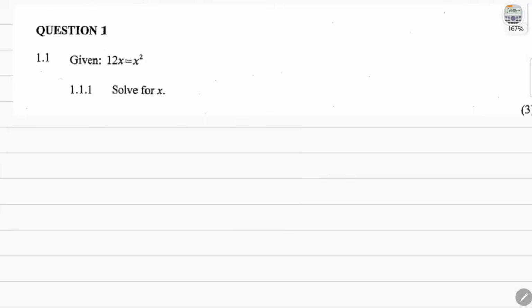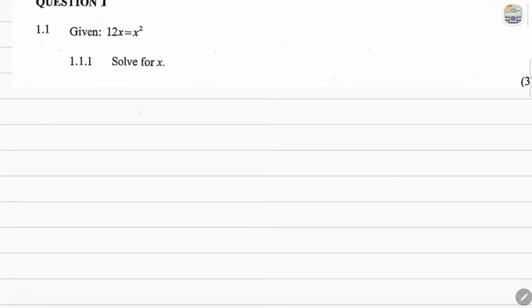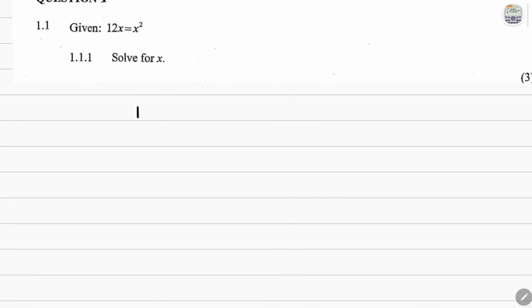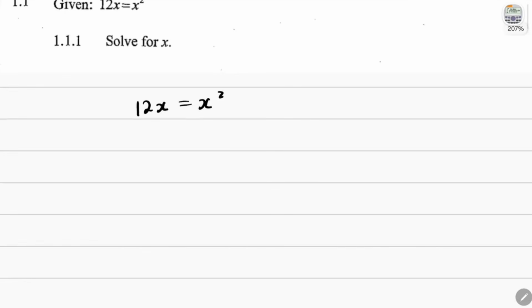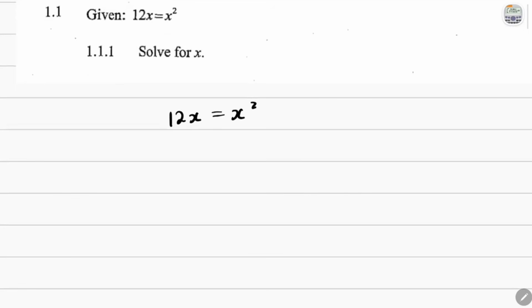Question 1.1 says given 12x is equal to x squared, 1.1.1 wants us to solve for x. Okay, so 12x is equal to x squared. I know that it can be tempting to try to get rid of this x by dividing both hand sides by x, but don't do that. The reason is that you don't know what x is yet. If x is equal to 0 and you divide by 0, then your equation is just undefined, okay? So make sure to avoid that.